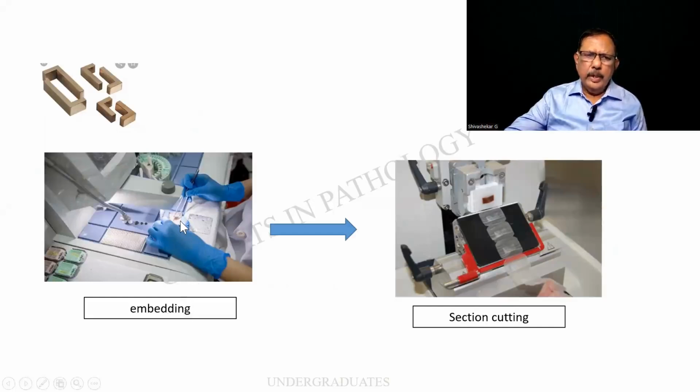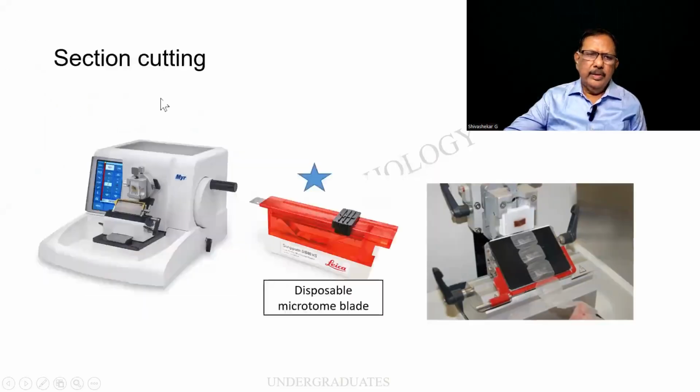I pour the wax into it, it gets solidified. Attached to the microtome, sections are being cut. So this is the instrument called the microtome, extremely precise for 5 to 10 microns, and it can cut sections less than 5 microns. 1 micron is 1 by 1000th of a millimeter. This is again a star kept for you, a disposable microtome blade that is over here, and the sections are being cut.